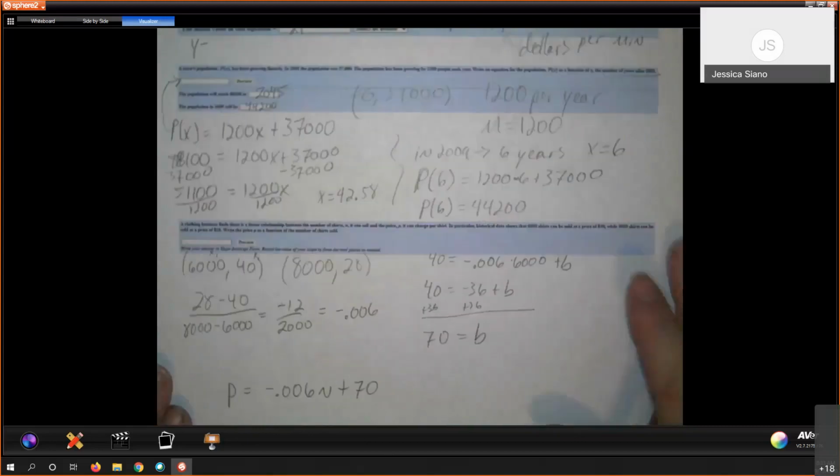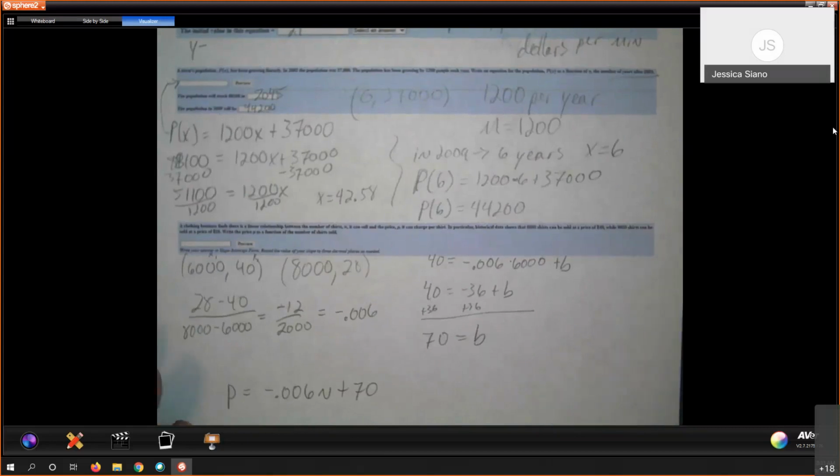Okay, that's our review on linear equations. And I say review because TBH, you hopefully remember these from whenever you learn them.